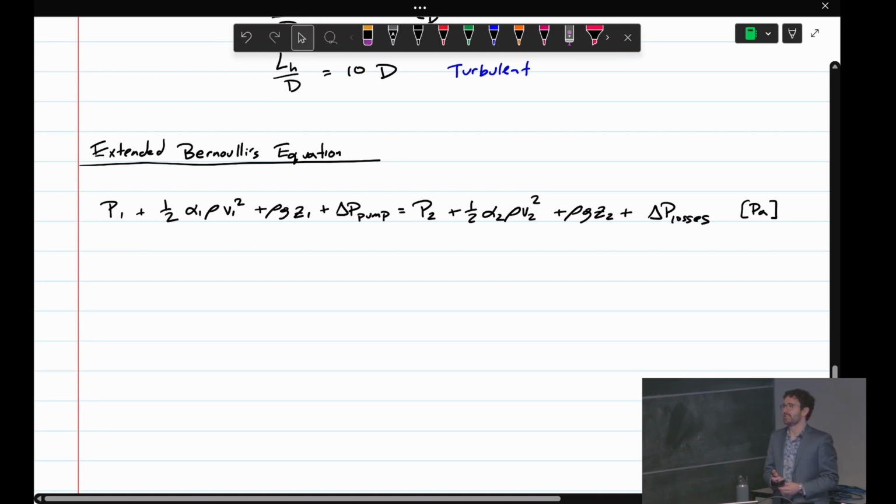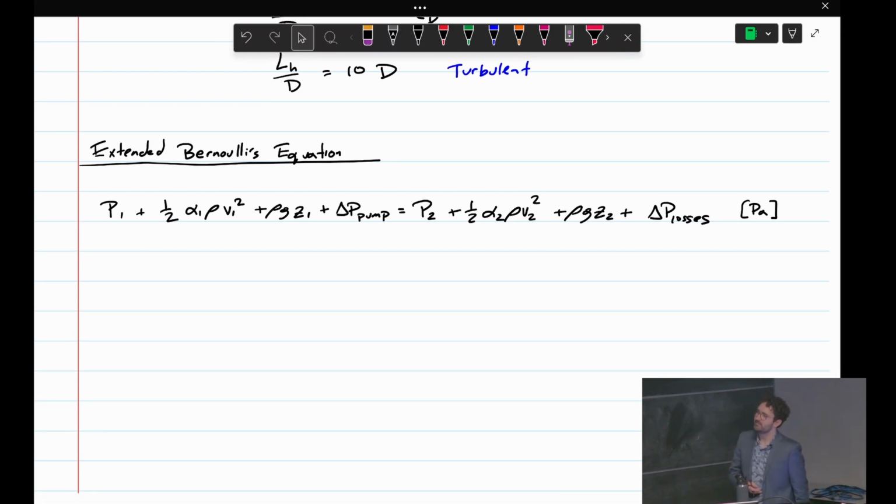So when I write this equation like this, which of the assumptions in Bernoulli's equation, the original one, have been relaxed, and which still apply? Yep, the one about external work, right? So what makes you say that? Because we have external work. Good observation. So we have external work, so we're not assuming that anymore. In fact, this delta P pump is just some delta P that comes from an external source. Any other assumptions that have been relaxed?